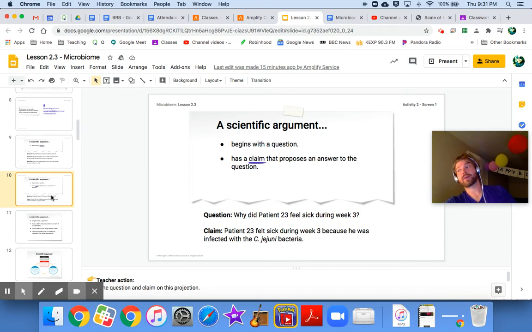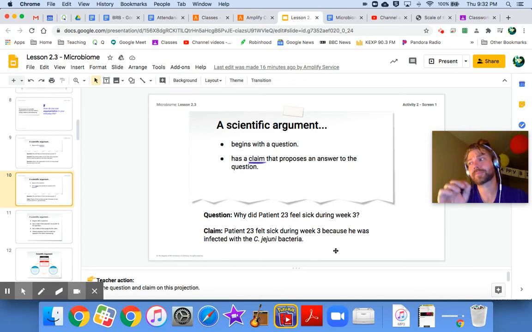Once we have that question, we start to think of a claim, an explanation, an answer to the question. Sometimes before we even get to the claim, we might do some research. We might try to learn a little bit about plants or whatever the thing is that we're studying. So for patient 23, why did patient 23 feel sick during week 3? We might do a little bit of research about why people feel sick who have these particular symptoms. Maybe we come up with something. What we are saying right here in this claim is that patient 23 felt sick during week 3 because he was infected with the C.